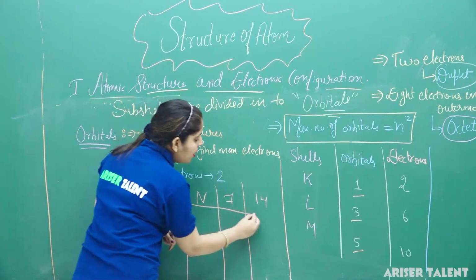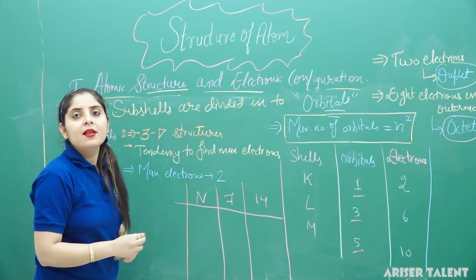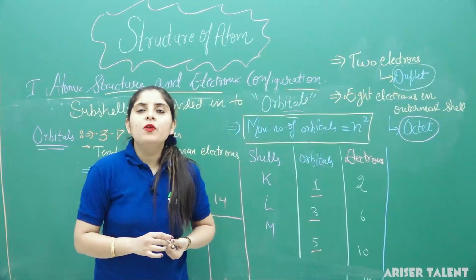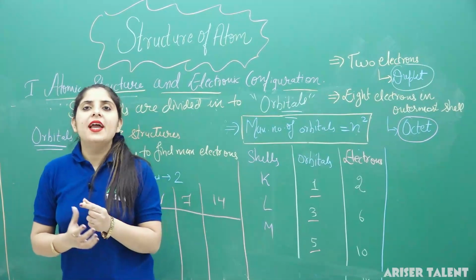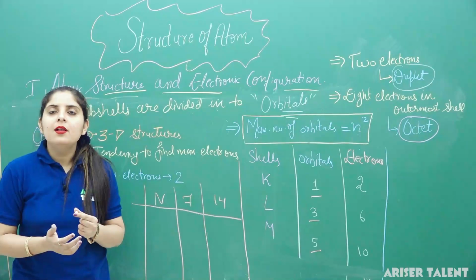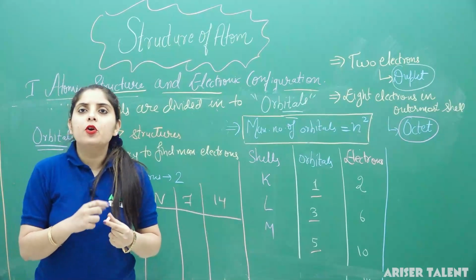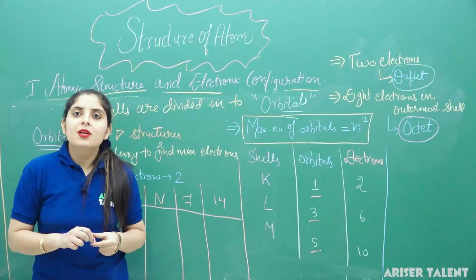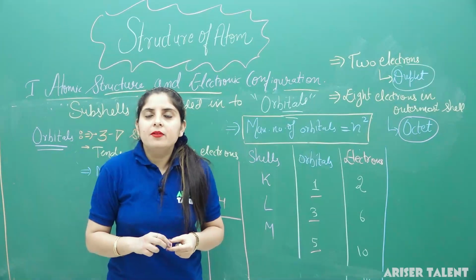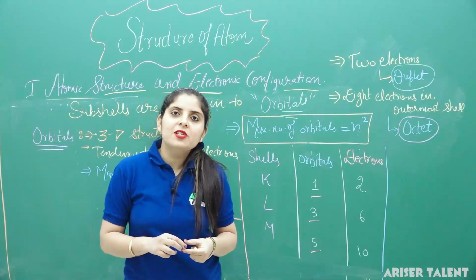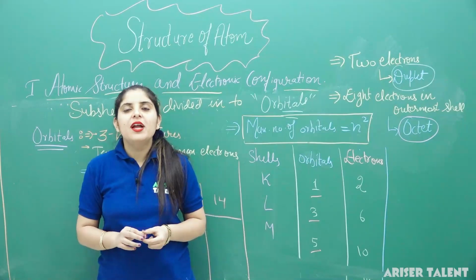So it is all about the shell, subshell and orbitals. Now we will move on to our next topic, the actual difference between orbit and orbital and how we will write the electronic configuration of a particular atom. This topic will be discussed in our next class, and this lecture is over for today. Thank you so much and have a nice day.